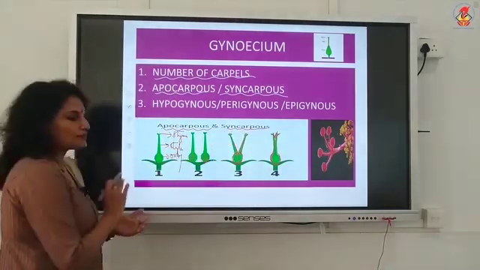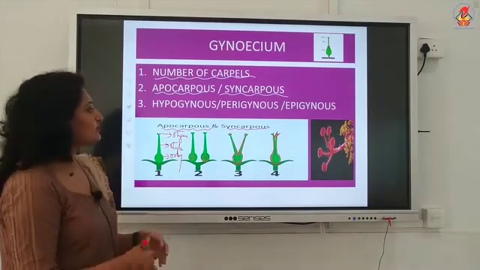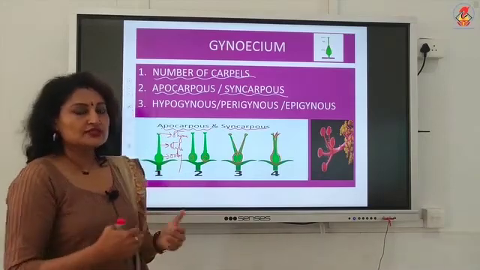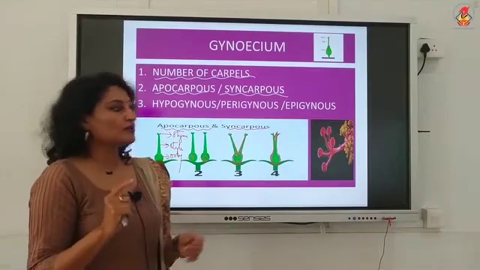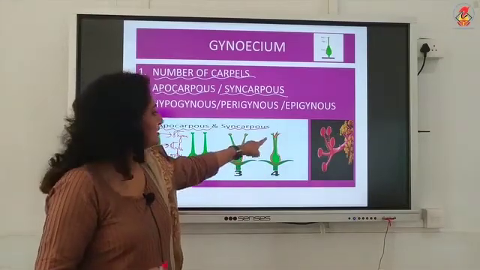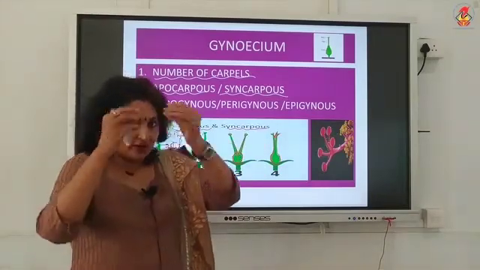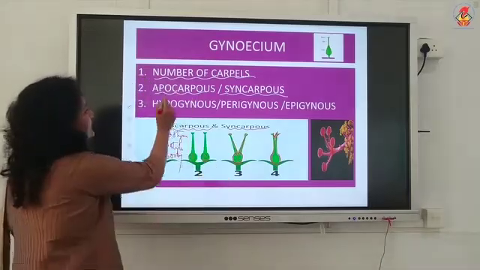So once again, what is apocarpous? Free carpels. Syncarpous, fused carpels. And usually in syncarpous condition, count the number of carpels not by dissecting, but by counting the stigma. It will be lobulated at the top. Clear? I hope you have understood.